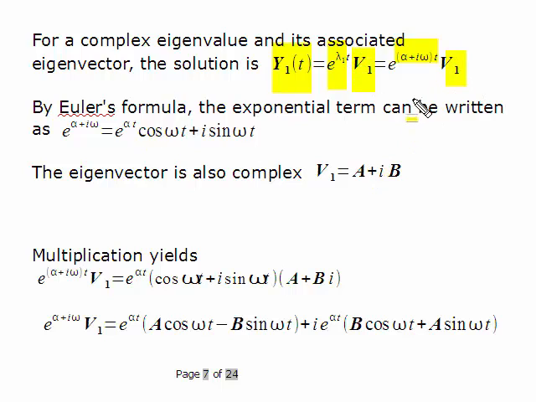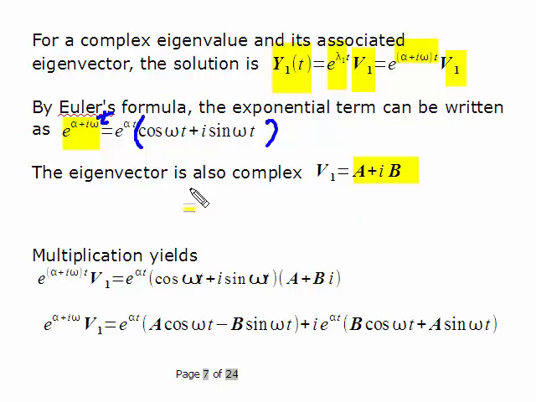Now by Euler's formula, e to the alpha plus i omega t can be written as e to the alpha t times cosine omega t plus i sine omega t. Okay, I just used Euler's formula to write out the exponential form. The eigenvector we also wrote as a plus bi, writing the real and imaginary parts separately. Now we're going to multiply both of those together.